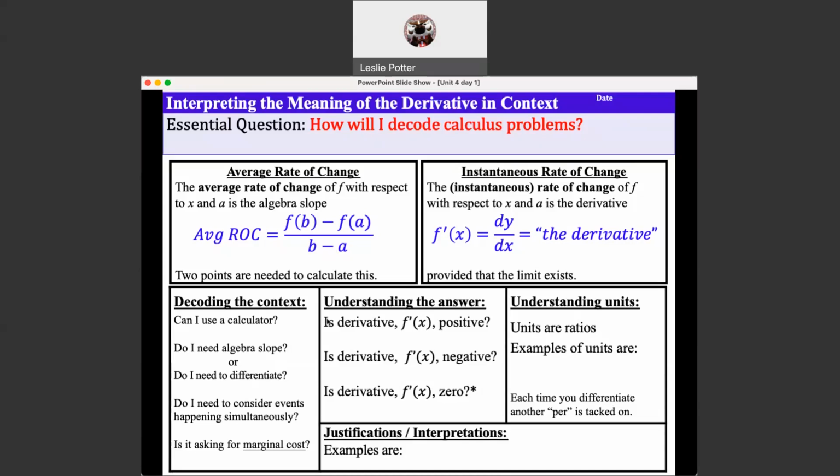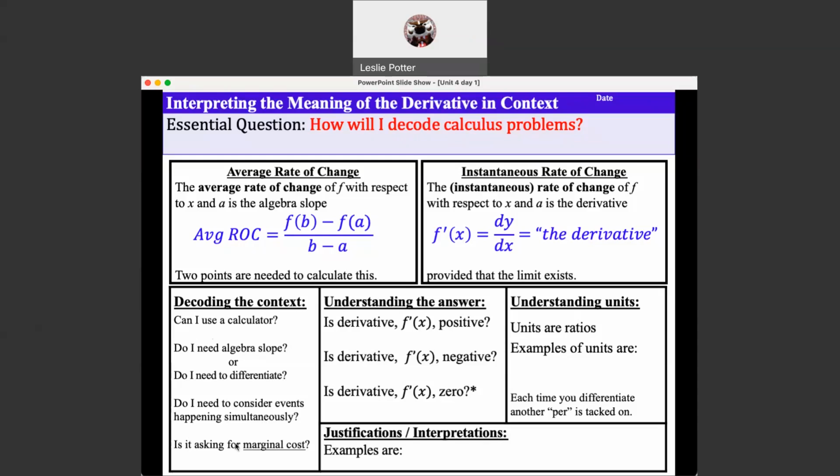Okay, so let's talk a little about decoding the context. Can I use a calculator? That's the first thing you should be looking for when you look at problems. Is this a calculator problem? If it is, get the calculator out right away. If it's not, then you shouldn't be using a calculator. Do I need algebra slope, or do I need to differentiate? Do I need to consider simultaneous events? So two things happening at the same time.